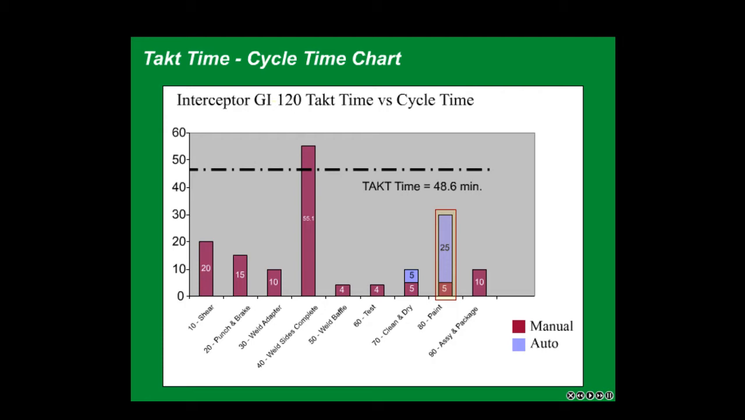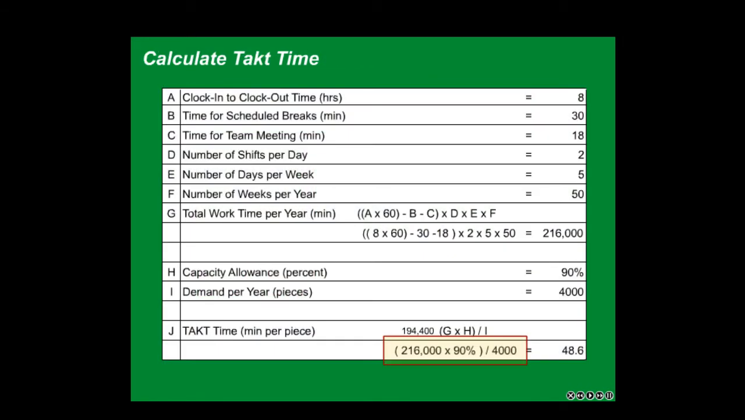Now calculate the takt time. The takt time is simply the time available for production divided by the demand for the product. In our case, after calculating the total shift time and subtracting time for breaks and meetings and allowing for 90% capacity, we have 216,000 minutes times 90%, or 194,400 minutes available for work. The demand for the product is 4,000 units. So in this case, the takt time is 194,400 minutes divided by 4,000, or 48.6 minutes.